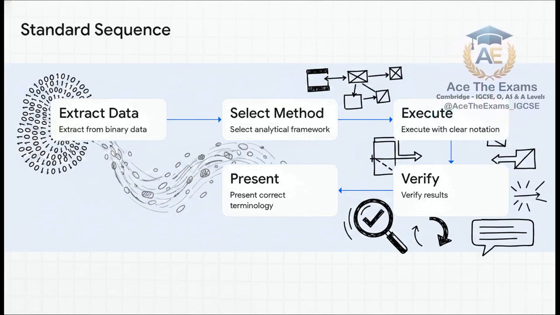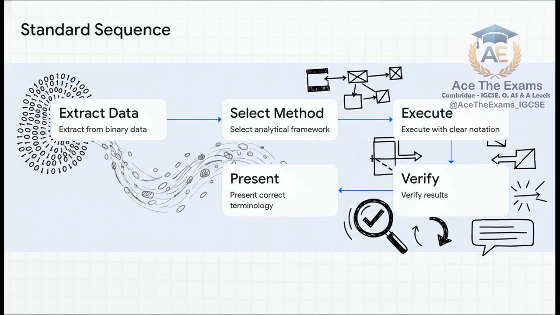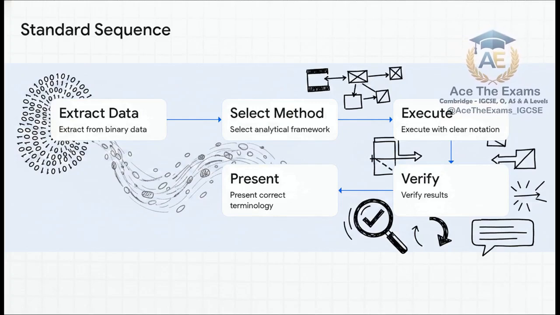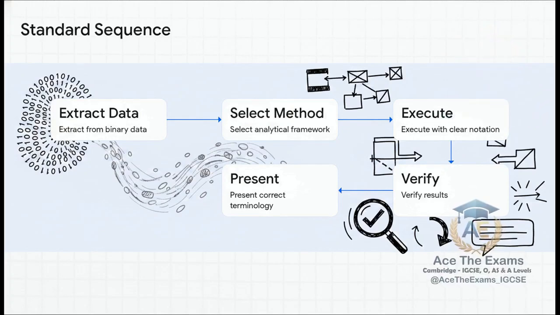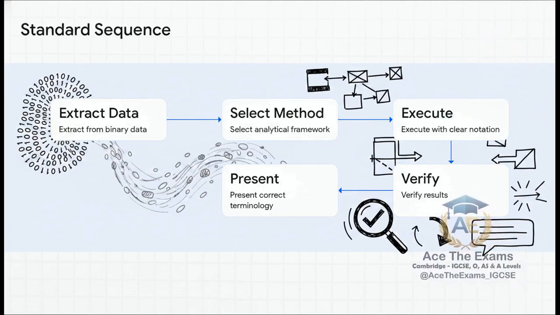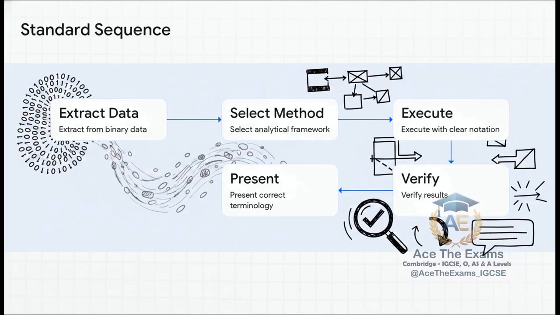Step 2. Select your analytical framework. Are you using a truth table, a logic circuit diagram? Decide before you write. Step 3, execute your analysis using clear working and perfect notation. Step 4, verify your results. This is where you double-check your logic. And finally, Step 5, present your answer using the correct terminology.